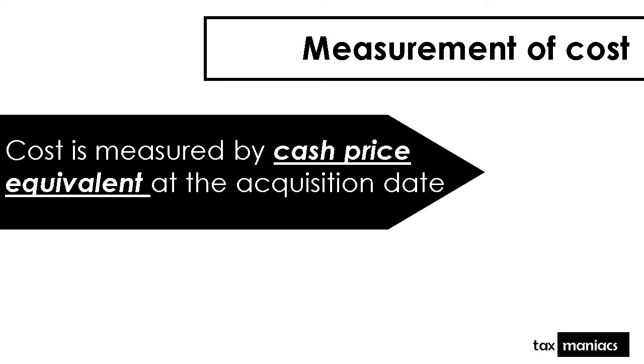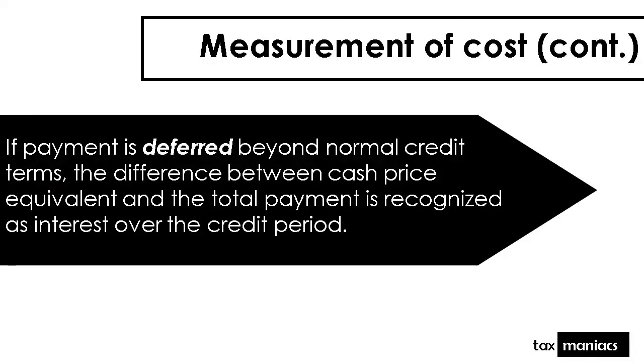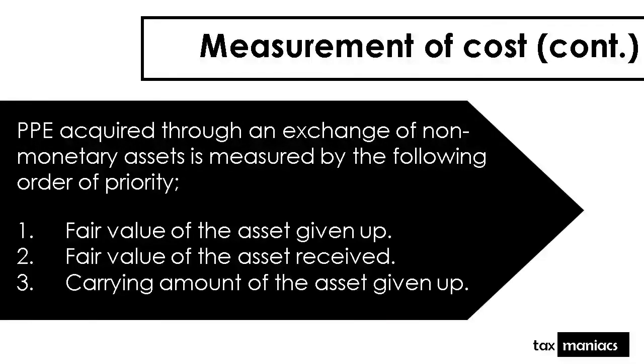Measurement of cost: measured by cash price equivalent at the acquisition date. If payment is deferred beyond normal credit terms, the difference between the CPE and the total payment is recognized as interest over the credit period. PPE acquired through an exchange of non-monetary assets is measured with the following order of priority. 1. Fair value of the asset given up. 2. Fair value of the asset received. And 3. Carrying amount of the asset given up.